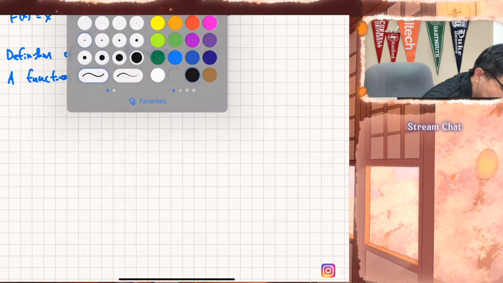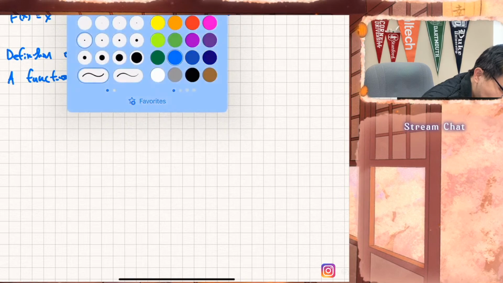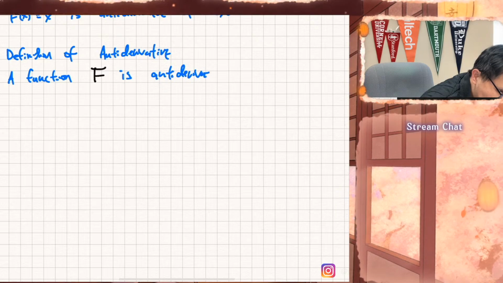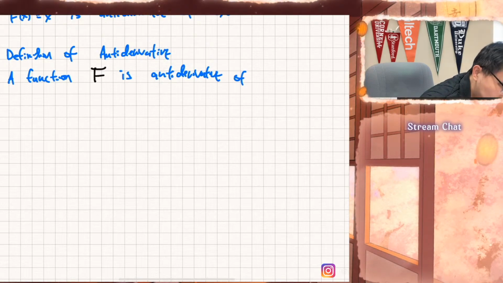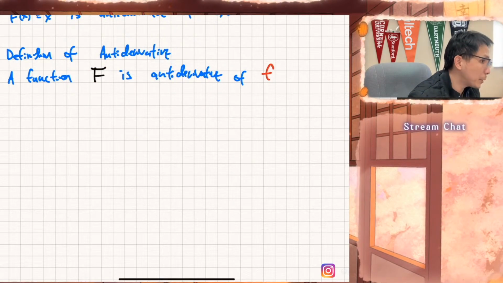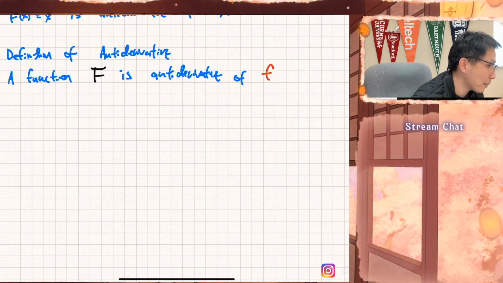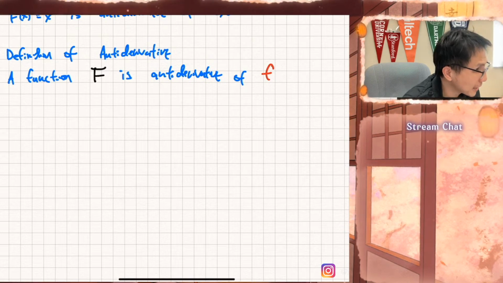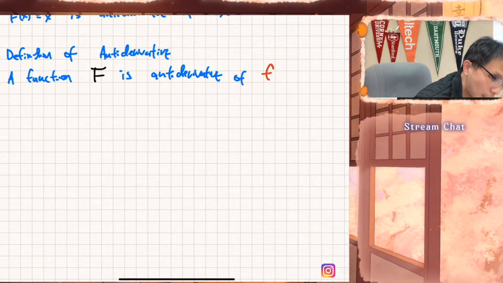Okay, so they say a function big F is an antiderivative of the non-capital f. So knowing the relationship between capital F and non-capital f: big F is the antiderivative of non-capital f on the interval.